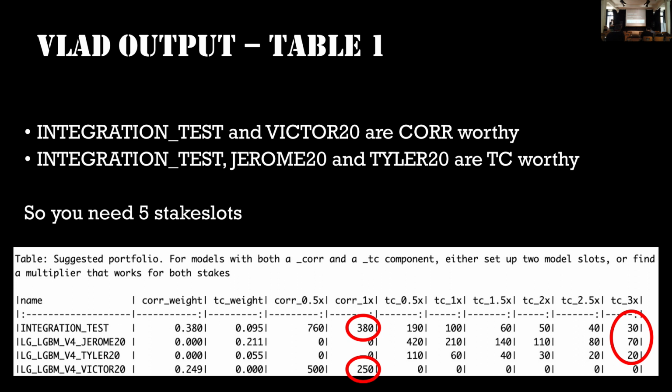So to follow up with what Vlad suggests here, you need 5 stake slots, and then you get the stake distribution that Vlad recommends. And of course, it's not just for stake distribution. You could use it yourself as well if you want to build your own meta model.